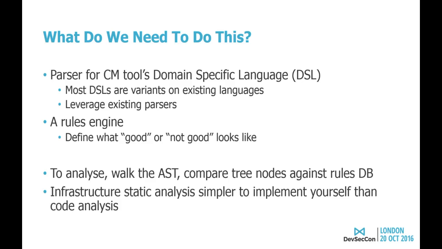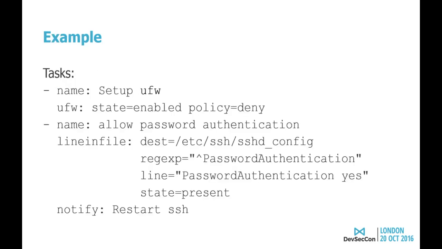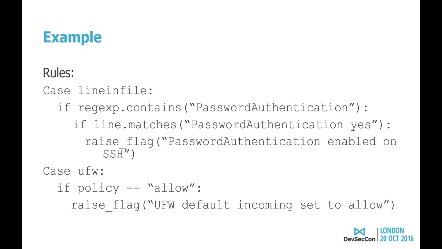As an example, let's take a look at some Ansible. Here we're setting up or enabling UFW on a box, and we're allowing some password authentication through SSH. The first one's probably pretty good, the second one not so much. So we have some rules that catch these kinds of cases. We look for password authentication. If password authentication is yes, then we should probably raise that as an issue. And likewise, if UFW is set with its default policy as allow, that's also not great.